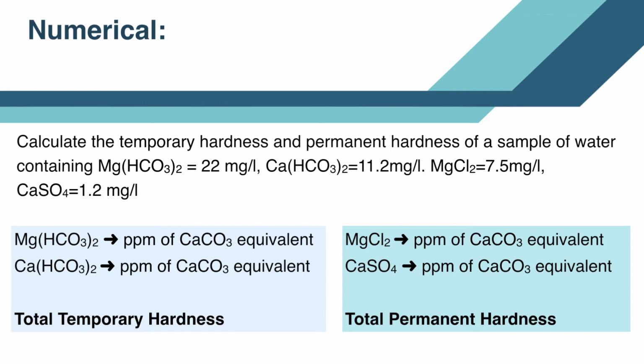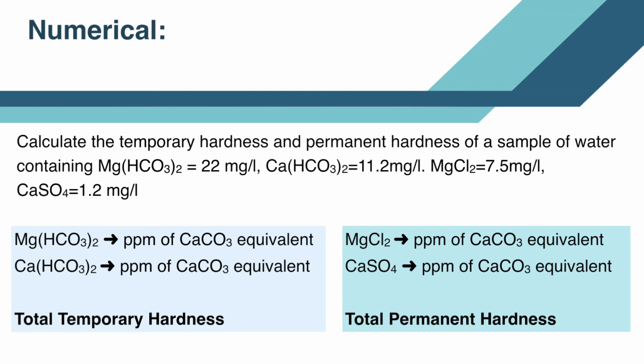Now, in the question paper, if they are asking for total temporary hardness, you take the figure of temporary hardness coming from magnesium bicarbonate, and take the figure of temporary hardness coming from calcium bicarbonate. Simply, the summation of these two figures will give the total temporary hardness present in your water. Similarly, take the figure of permanent hardness coming from magnesium chloride, and take the figure of permanent hardness coming from calcium sulfate. The summation of these two will give you the total permanent hardness.